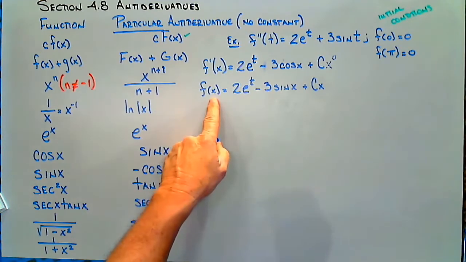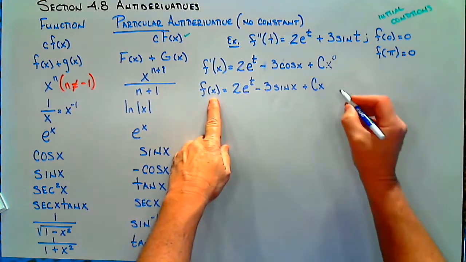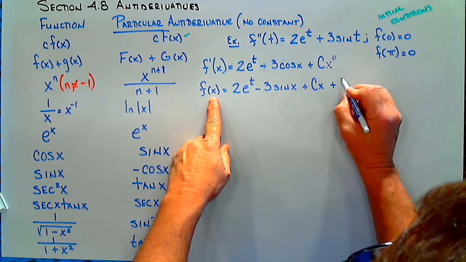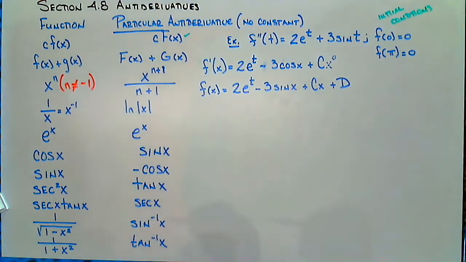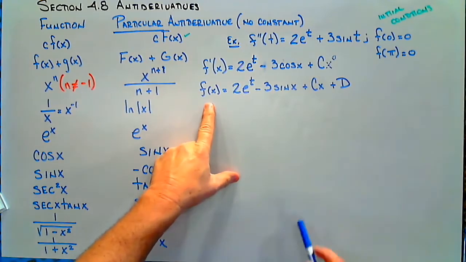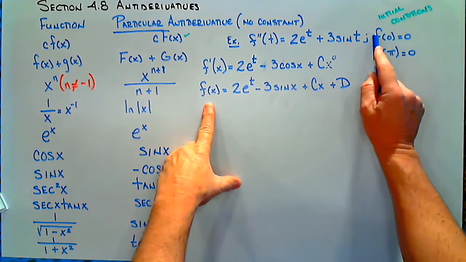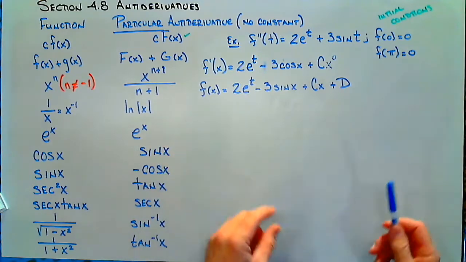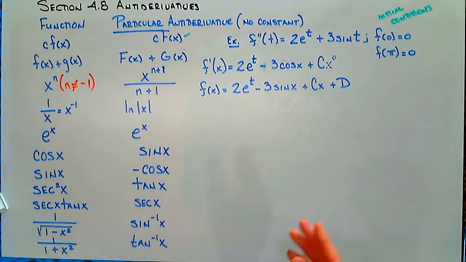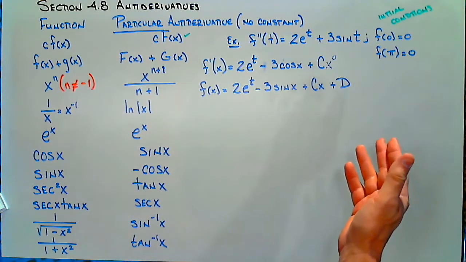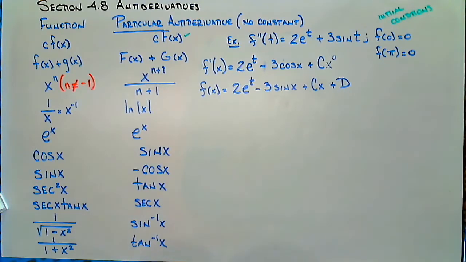Now, we did take an antiderivative, so we need to put another constant down. I like to use d. Some books use c sub 1 and c sub 2. I get confused with c sub 1 and c sub 2, so I like to use d. Now, I have f of x. I have two constants. I have two initial conditions. My Algebra 1 teacher, bless her soul, told me that if you have two equations and two unknowns, you can solve that.